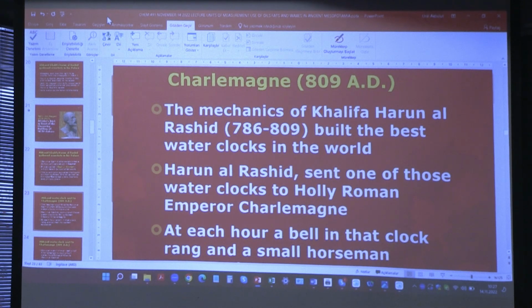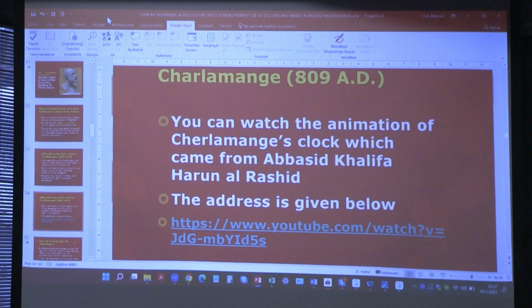So Harun Rashid sent a water clock to Roman Emperor Charlemagne, and it was a very famous clock. You can watch the animation at this address. I will stop here.